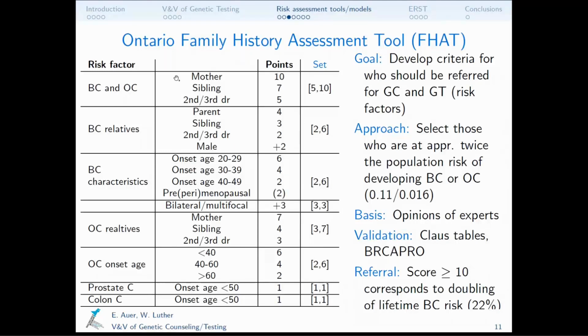That is, if we want to consider this criteria only, then we have actually a set of points from these intervals. So we see here in case of breast cancer alone, there is also a differentiation according to age, and there are also several other risk factors considered here.